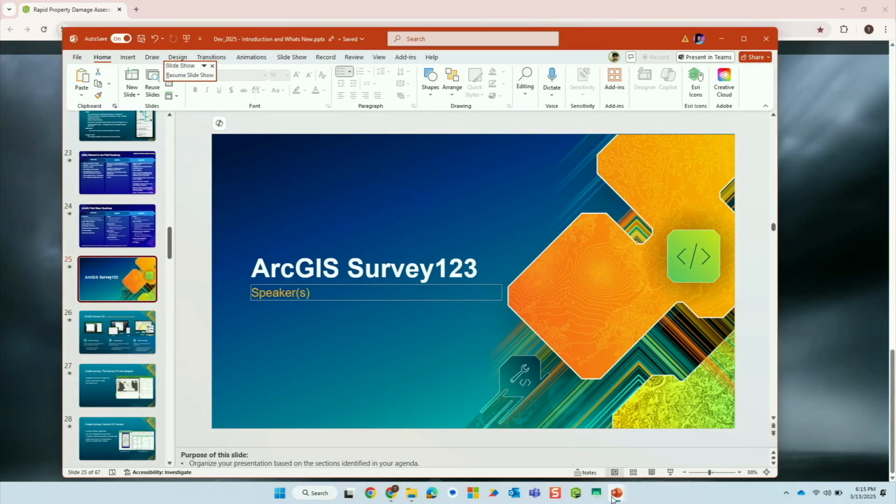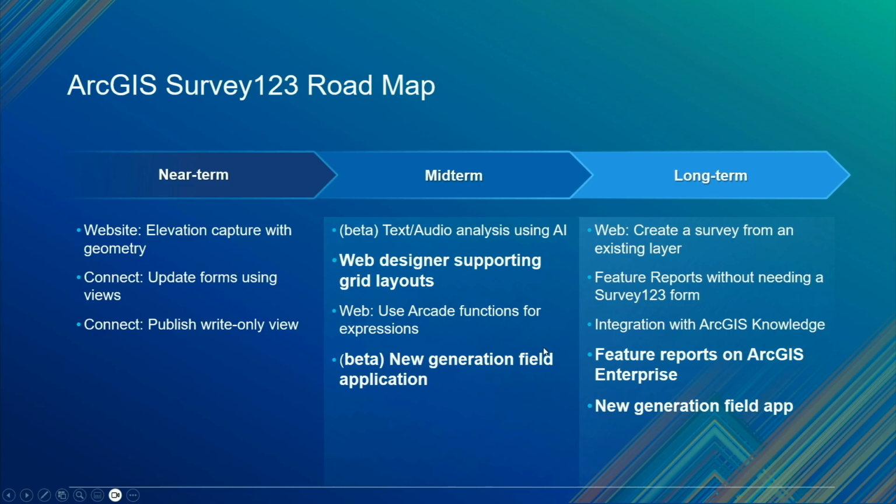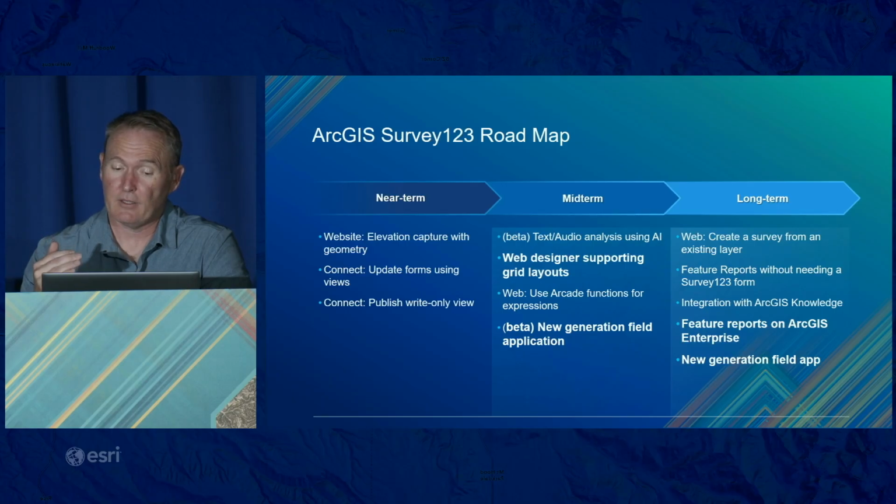All right, jump back to my slides. Just a little bit about the roadmap for Survey123. I went over all those near-term things, so we'll go midterm, what's coming. Web designer, grid layouts. On the web, you'll actually be able to design those grid layouts. Right now, you can only design them on the desktop. Later in the year, you'll be able to design them on the web.